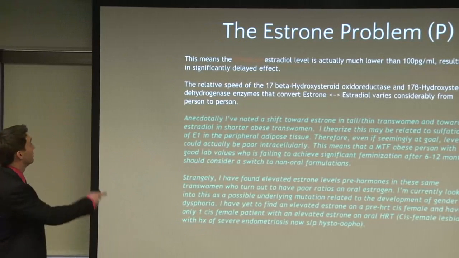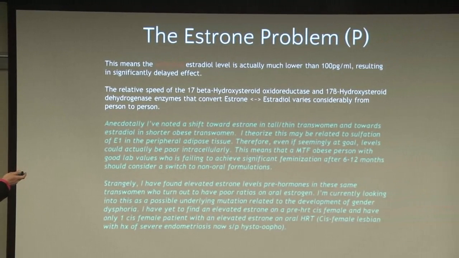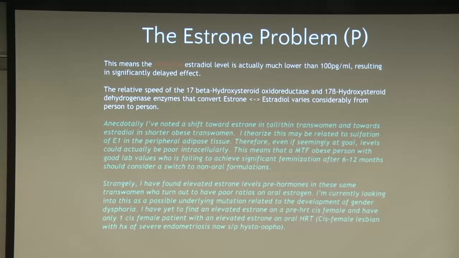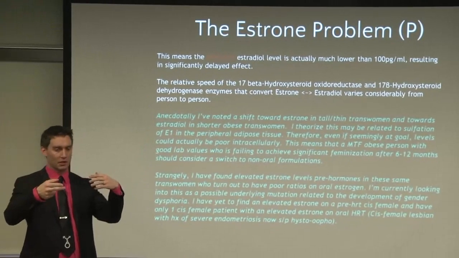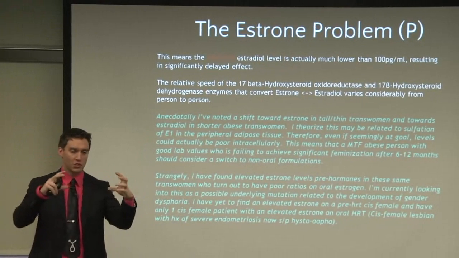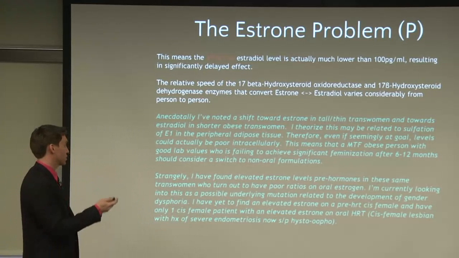Brilliant woman. But anyways, the relative speed of the enzyme, the 17-beta-hydroxysteroid oxidoreductase and hydroxysteroid dehydrogenase, is interchangeable. So depending on where your mutations are, how many allelic polymorphisms you have in either direction, you're going to either go towards this end of the reaction or the other end. And this is important for transitioning.